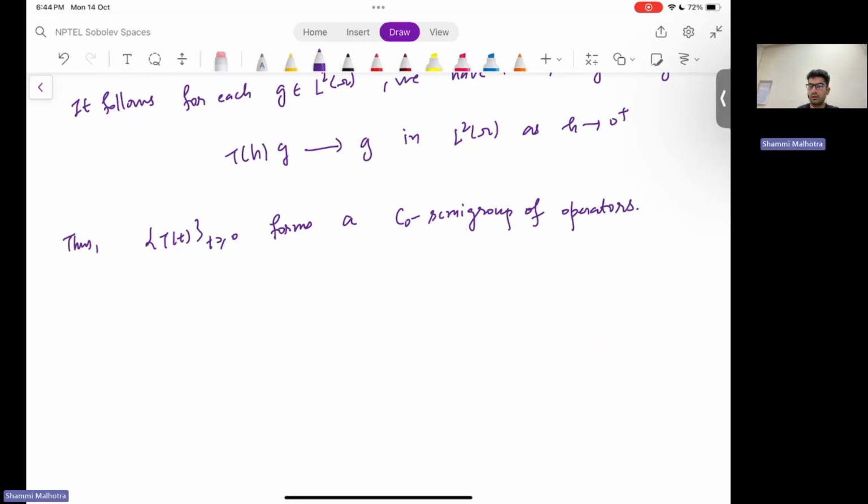As we can see with this, the solutions are forming a C naught semigroup of operators, and this is something that motivates us to study these C naught semigroup operators. That's why I thought it's very crucial to put this example, so that you have an idea why this is all motivated and why we're solving this in this manner. It's somehow motivated from the solutions only. Okay.